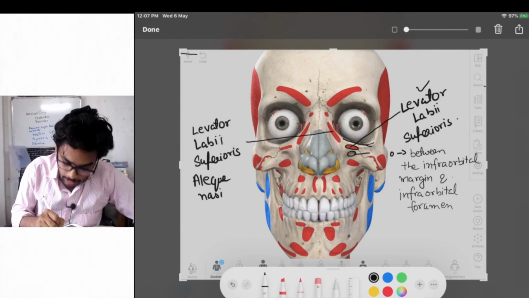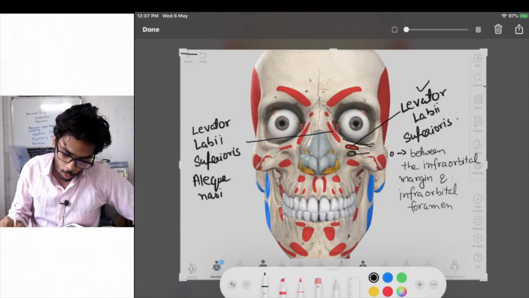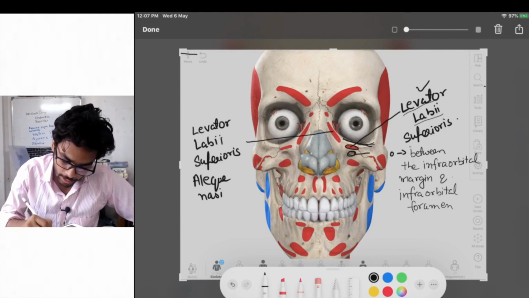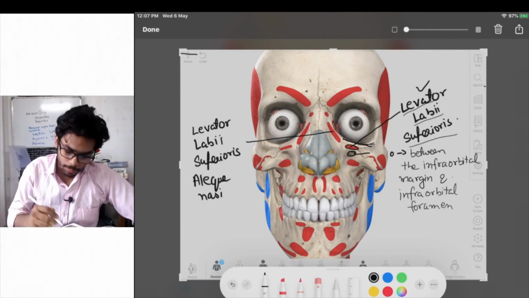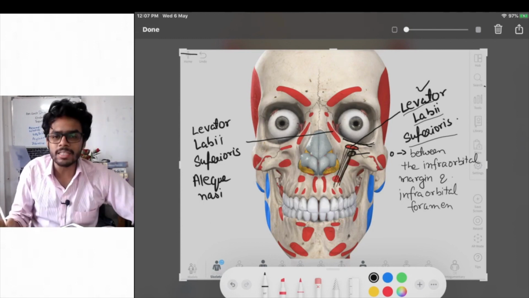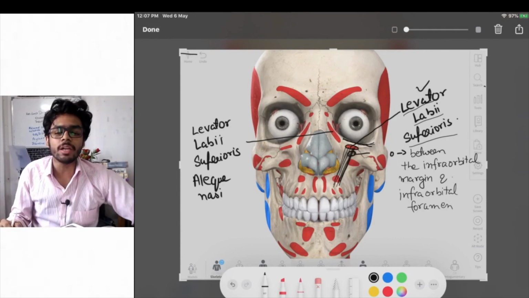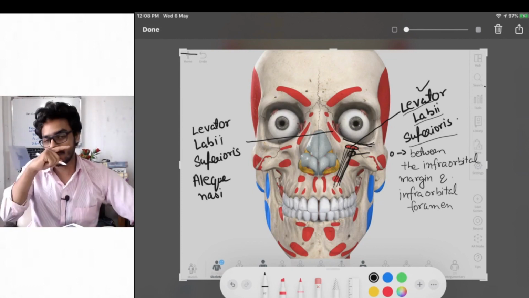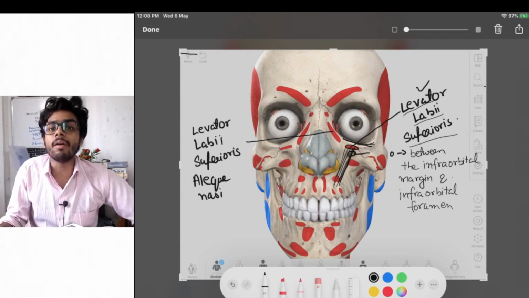Can you see this is the infraorbital margin, and here we have the infraorbital foramen, and there is the origin of the muscle known as levator labii superioris. Now we have the insertion. This muscle moves like this and gets inserted into the skin of the upper lip, and it helps in elevation of the upper lip. You can move your lip like this. The upper lip can be moved up, or it can elevate itself, due to this muscle. Which muscle? Levator muscle, which helps in elevation.